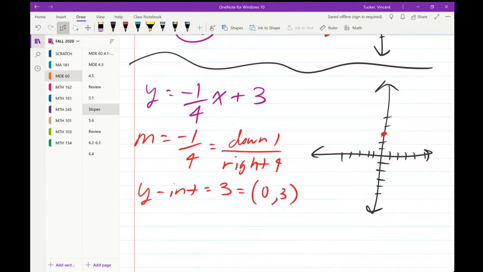Right. So here we have y equal to negative 1/4 x plus 3. Your slope is negative 1/4. That's what's in front of x. Your y-intercept is 3. So if it's negative 1 over 4, that means you go down 1, right 4. And if your y-intercept is 3, that means the ordered pair is 0, 3. And once again, emphasizing the fact that as an ordered pair, your y-intercept will have 0. It's understood that you have 0 for x.